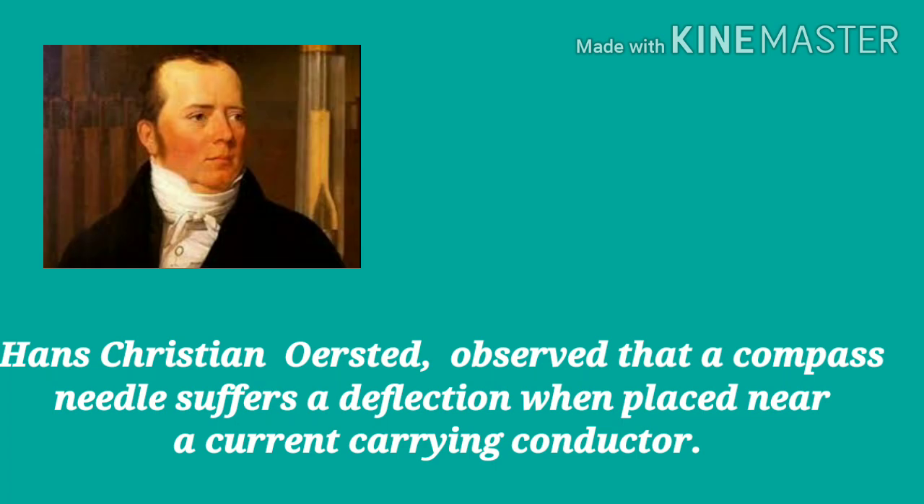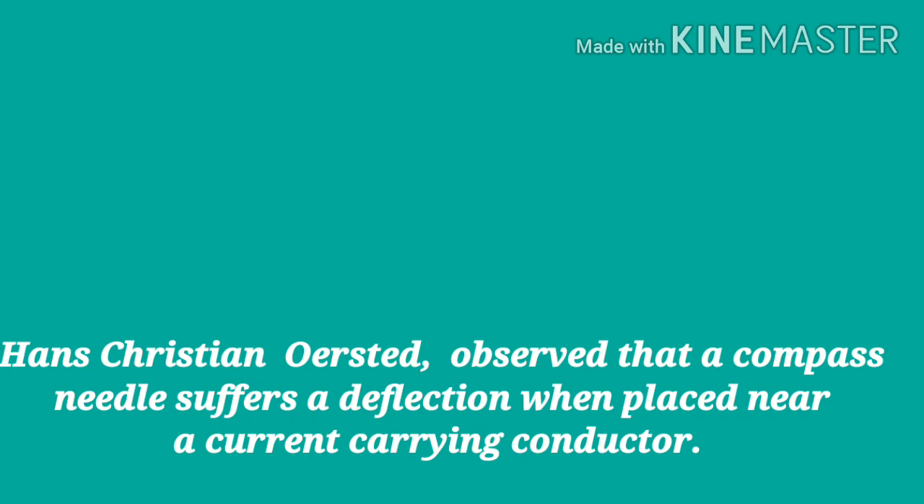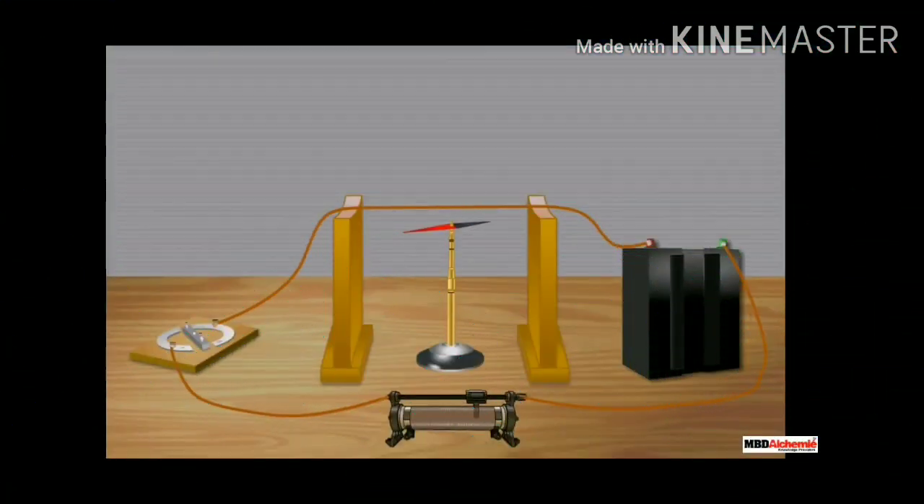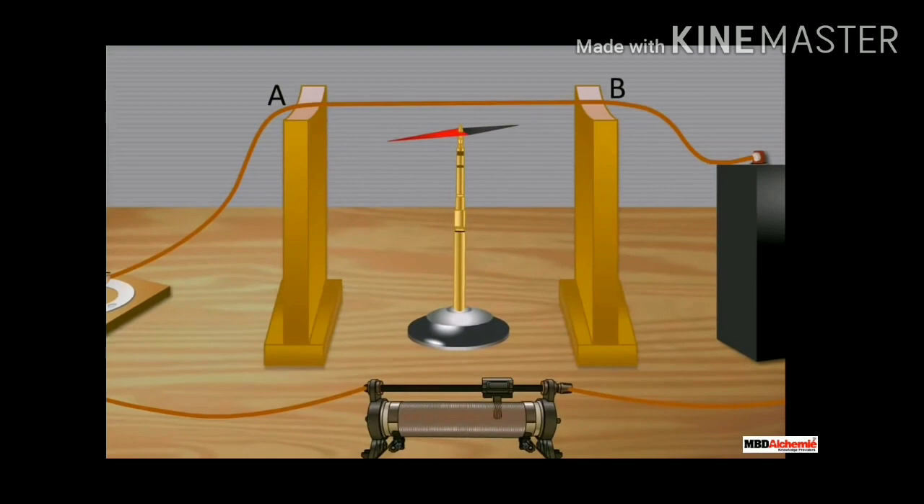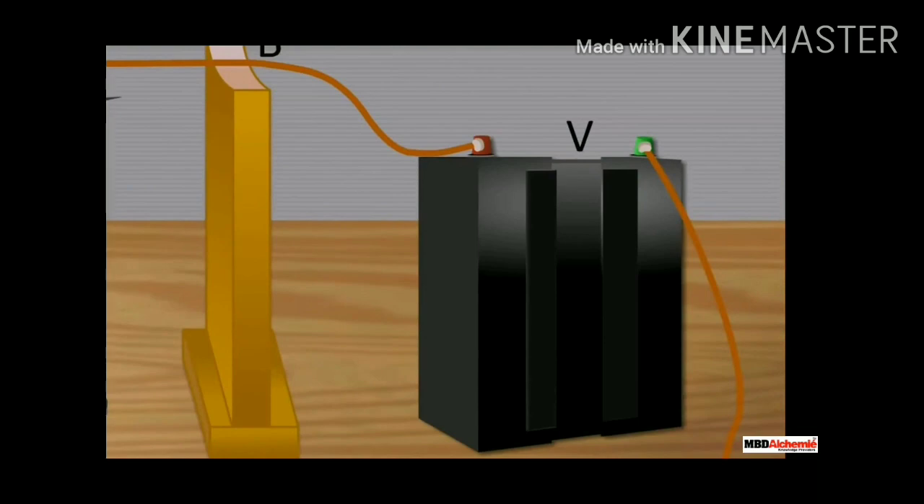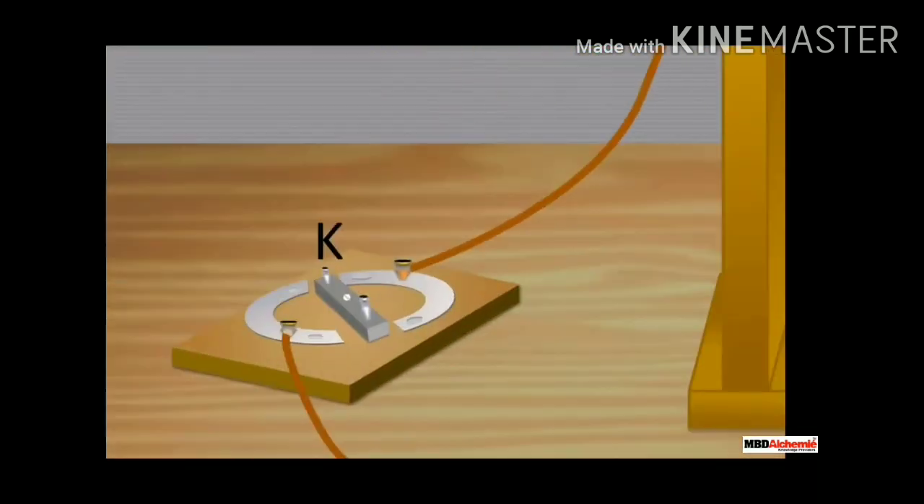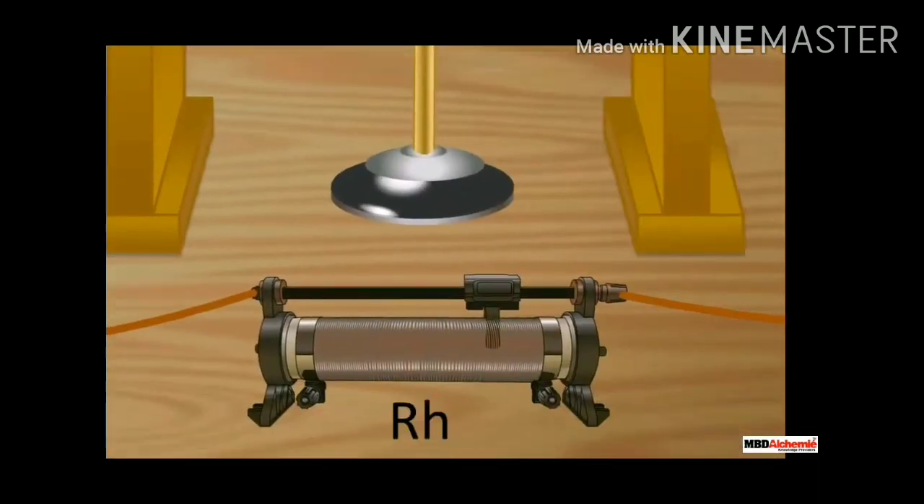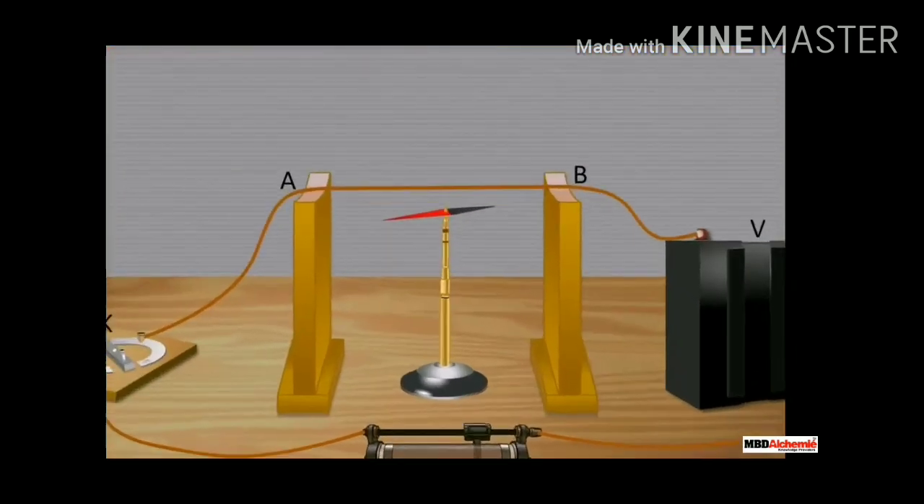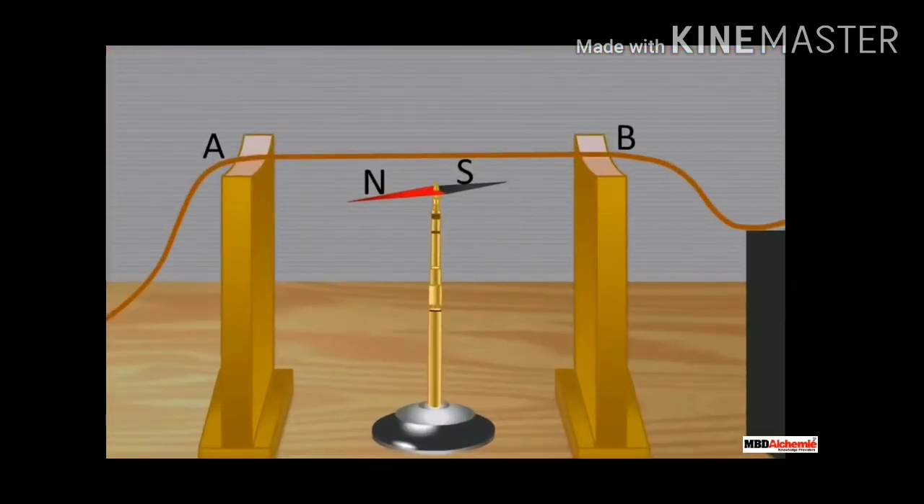Hans Christian Ørsted observed that a compass needle suffers a deflection when placed near a current carrying conductor. This is the experimental arrangement to show that there is a magnetic field around a current carrying conductor. Consider a conductor AB which is connected to a battery and a key through a rheostat. A compass needle is placed parallel and below the current carrying conductor.